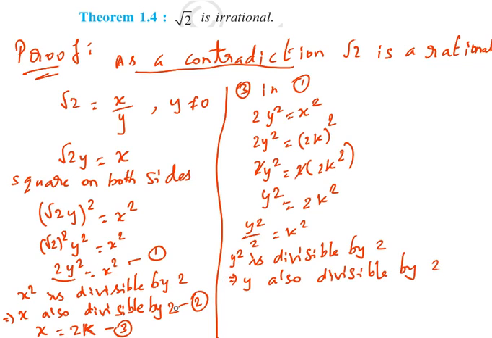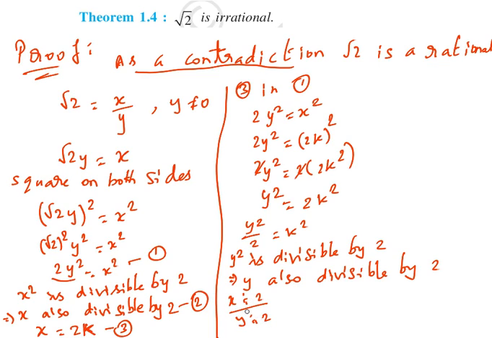So what we are getting? x is divisible by 2, and according to this y is also divisible by 2, so x and y have a common factor. So definitely both have a common factor. According to the definition of a rational number, if it can be written in the form x by y, x and y should not have any common factor. But according to this condition, we are getting x and y have a common factor.